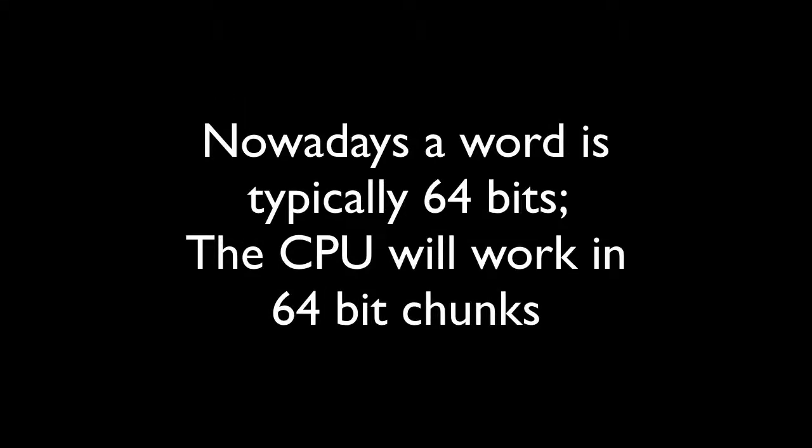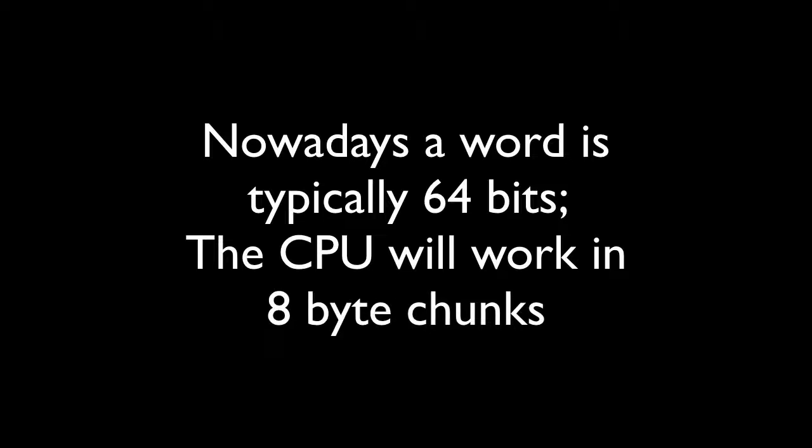Nowadays, for most of our computers, the word, that is the chunk of information that the CPU works on at any given time, is typically 64 bits. You can find some older things that have 32 bits, but just for practical purposes, we can say 64 bits is common. 64 bits is how many bytes? 8. So the CPU works in 64-bit chunks. The CPU works in 8-byte chunks of information. Everybody happy so far?